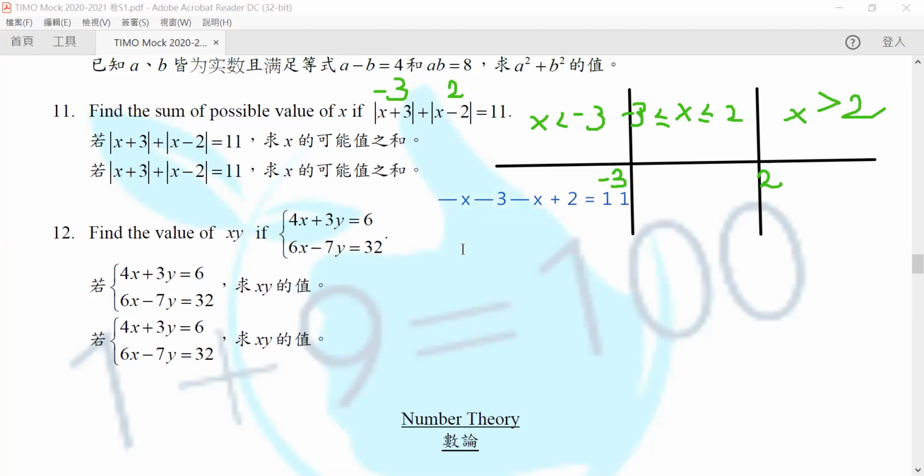So if we rearrange it, we then get -2x equals 12. So that we get x is equal to -6. And -6 is more than -3. So this is our answer. This is one part of our answer.